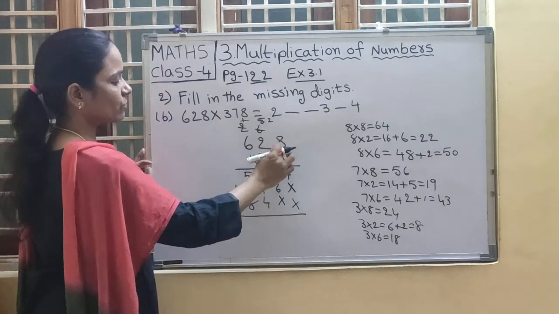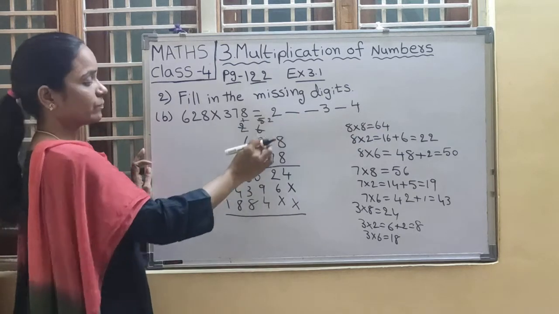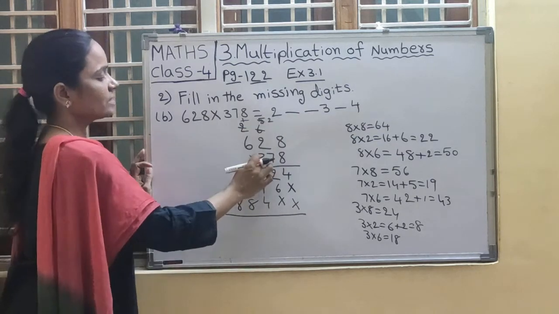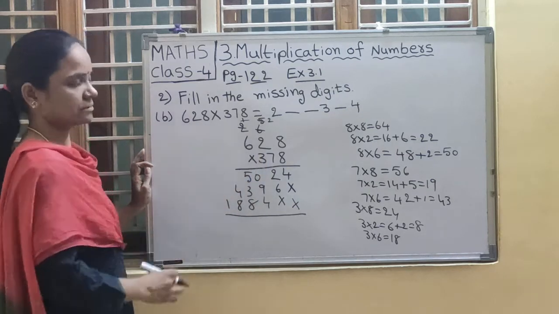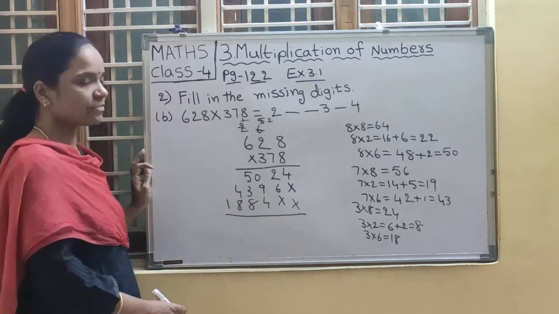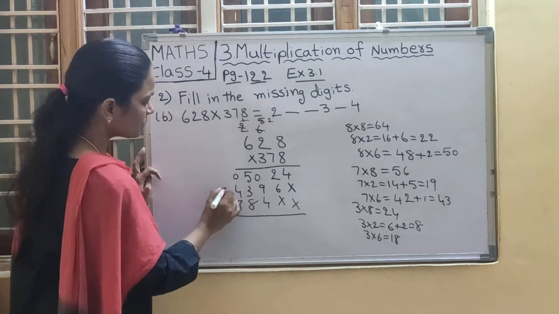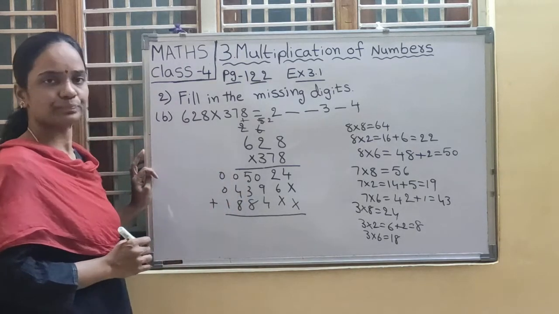3 8s are 24. 4 right here. 2 is the carry. 3 2s are 6. 6 plus 2, 8. 3 6 are 18. Okay children, have you understood? Yeah, now take addition. So here put 0, 0.